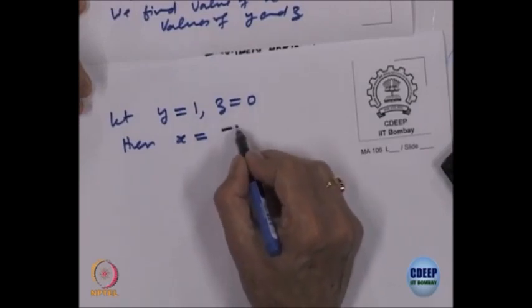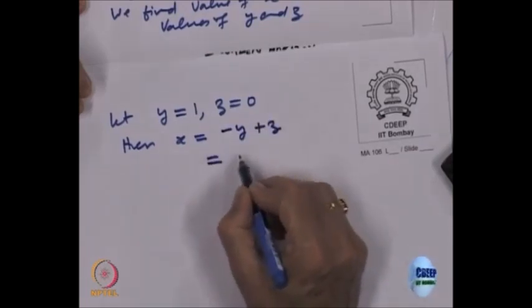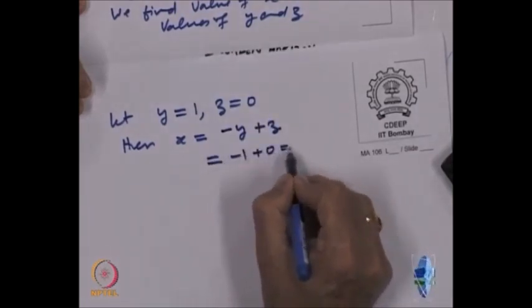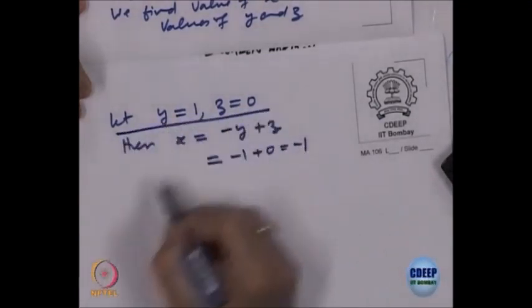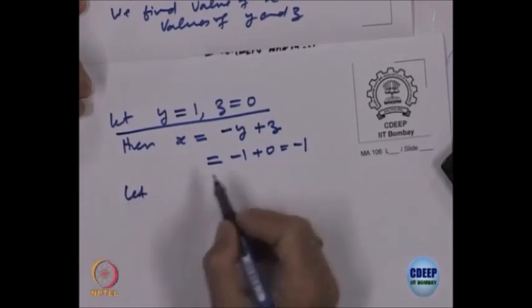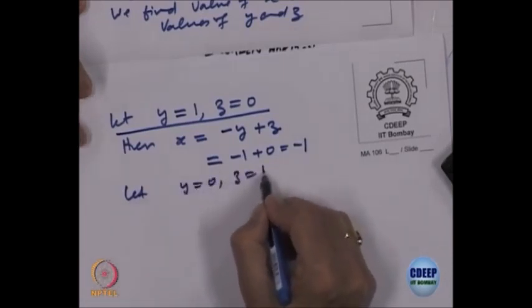So, what is x? x is equal to minus y plus z. So, what is that? Minus 1 plus 0, that is minus 1. So, that is for this one. Now let us take another value. Let us take y equal to 0 and z equal to 1.